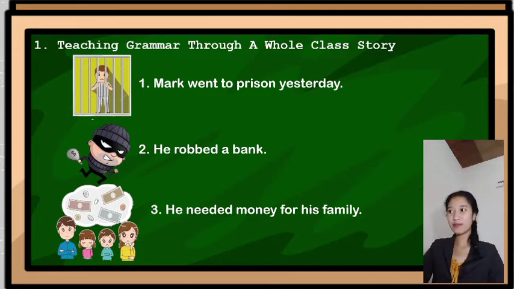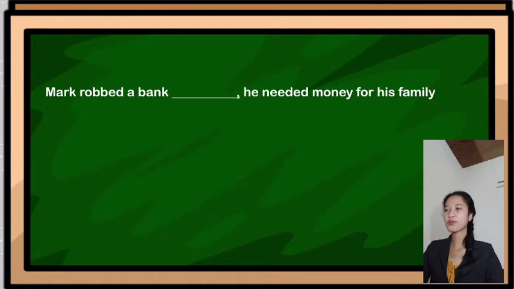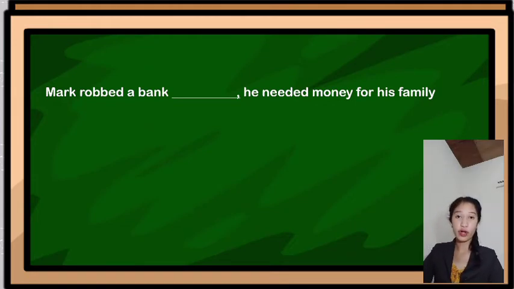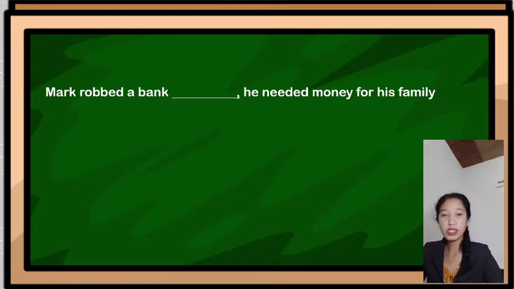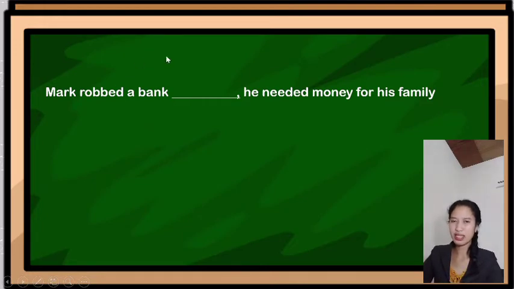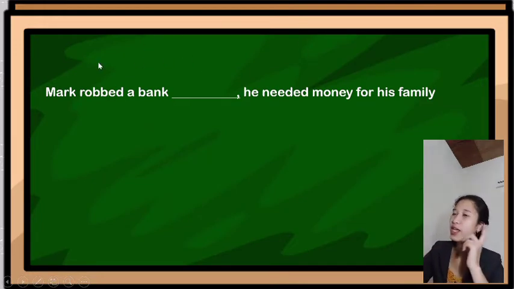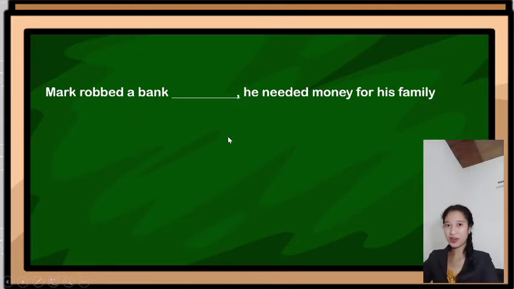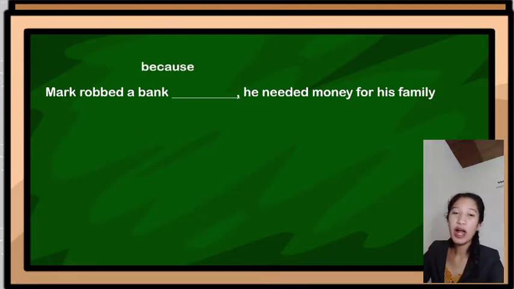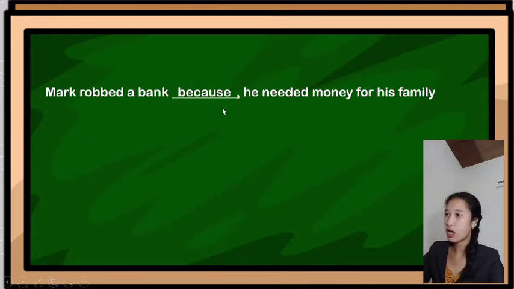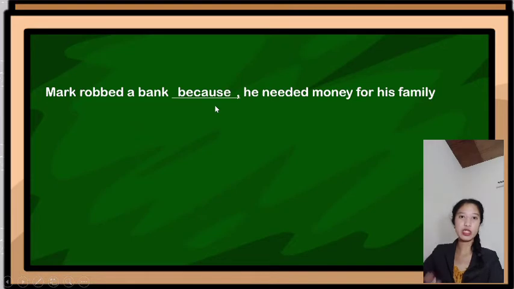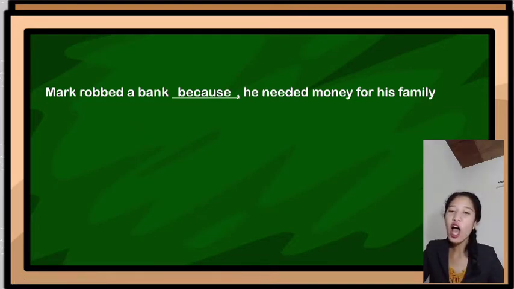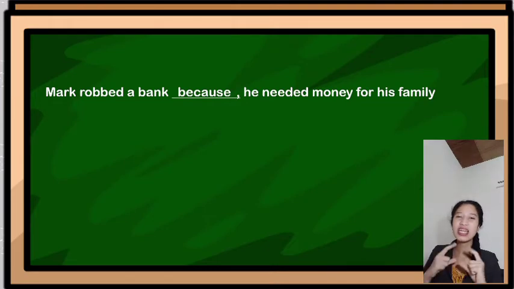So here, let me ask you, in this next slide, look at the sentence. Mark robbed a bank, blank. He needed money for his family. So what do you think is the conjunction we need to put here in order to connect these two clauses to make this independent? Think. Let's figure it out. Okay. Mark robbed a bank because he needed money for his family. So the word because here is the conjunction which connects the two clauses to make it independent.